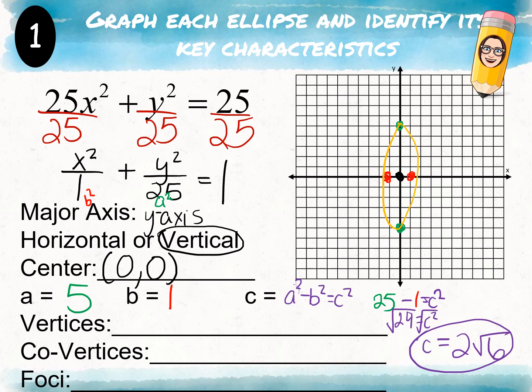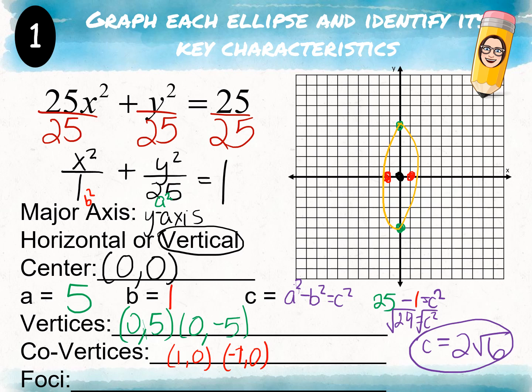All right, let's identify those points. My vertices exist. If I graphed it first, it kind of makes it easy. 0, 5 and 0, -5. Always write them as points. Your co-vertices are at 1, 0 and -1, 0. Your foci, your c value is the distance from the center to the focus.